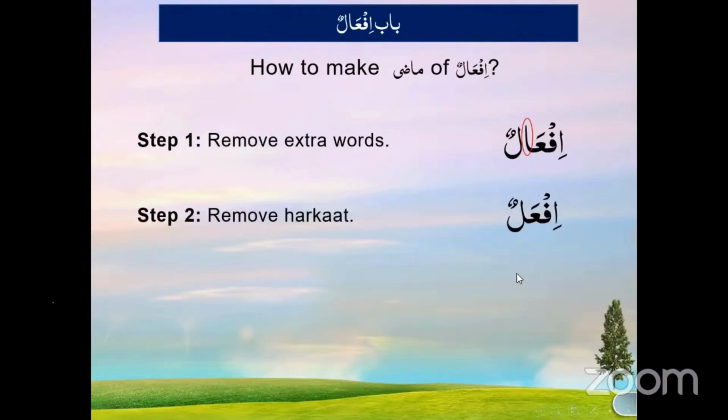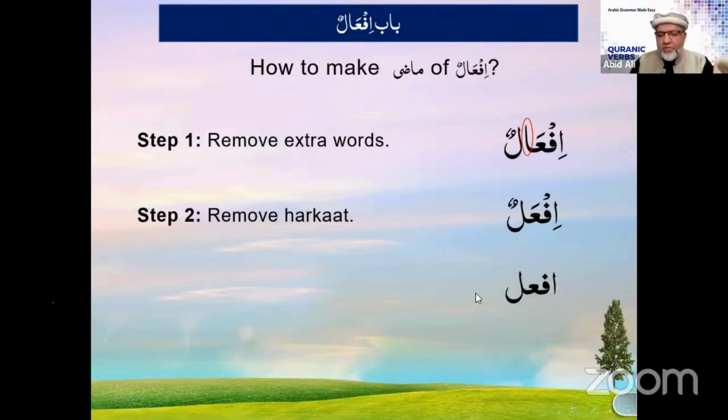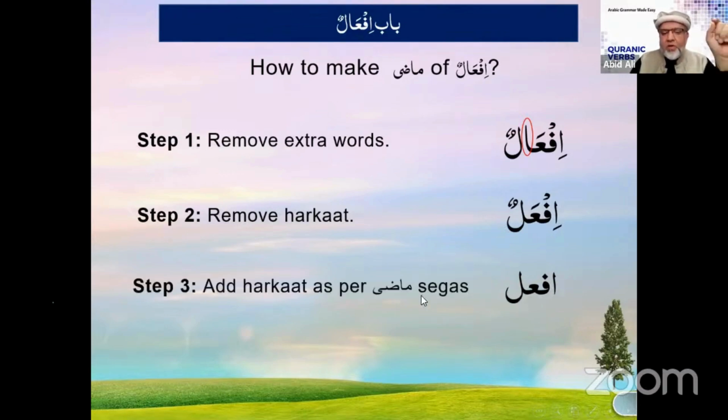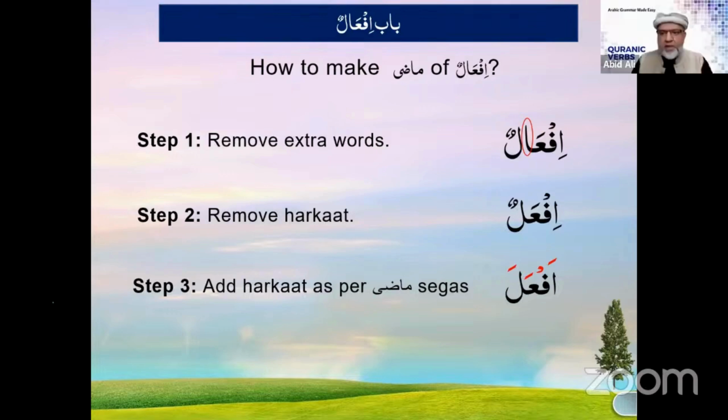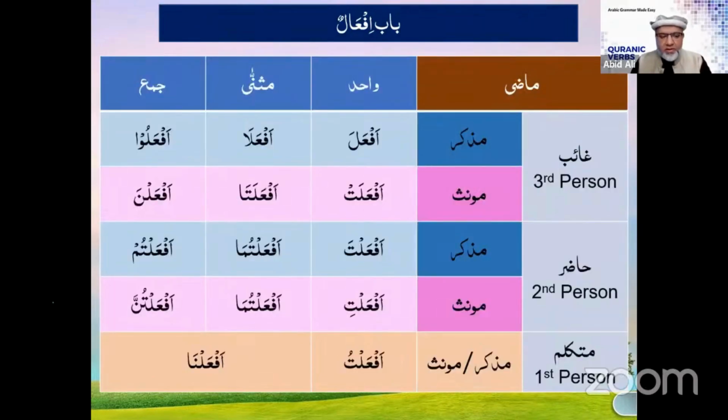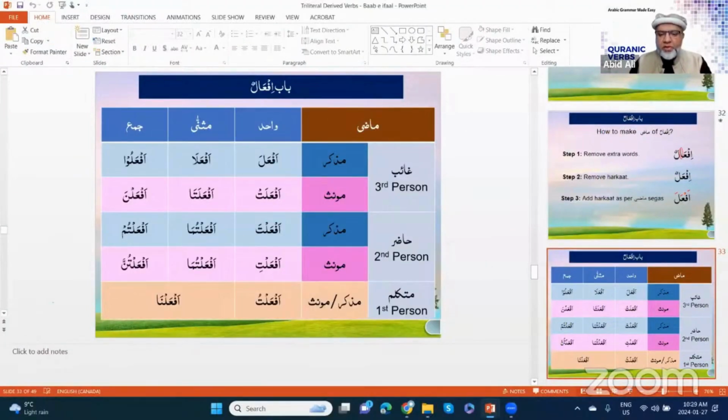In the second step, if you remove the haraka, then we have without any haraka the same word, right? We don't know how to say it yet. Then based on the Madi Siga of Fa'ala, they took Fatha, and then the Sukun, and then we need to figure out what is going to go on the Ain. And they took Fatha. So this is how they came up with this pattern. Agree? And this is something we would have to learn. We cannot argue with them about how they did it, because this is not our language, and this is how I learned it.